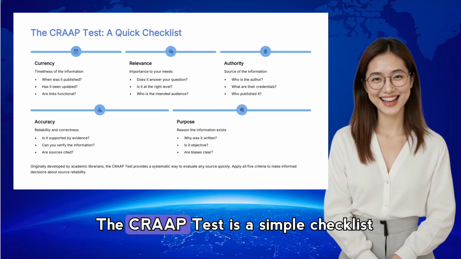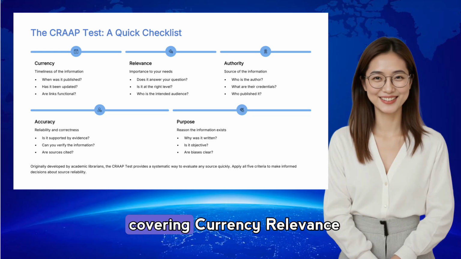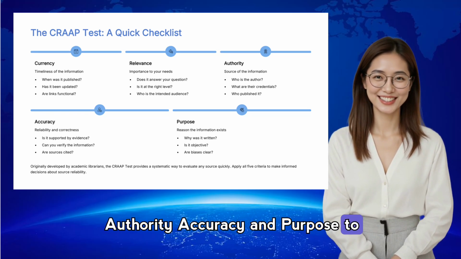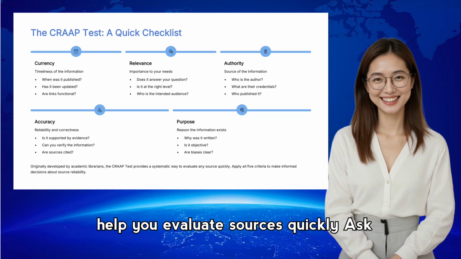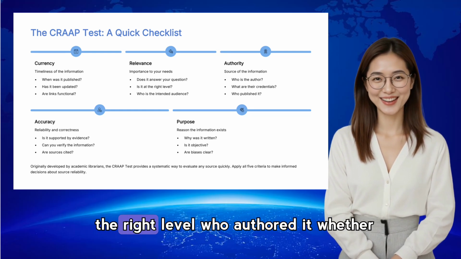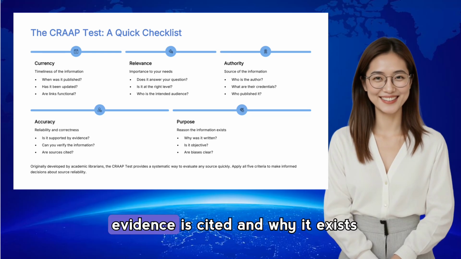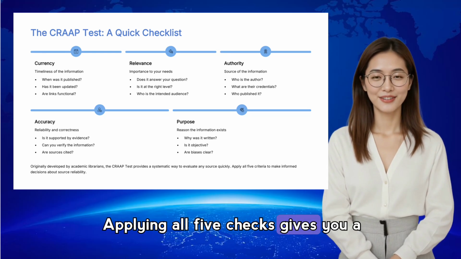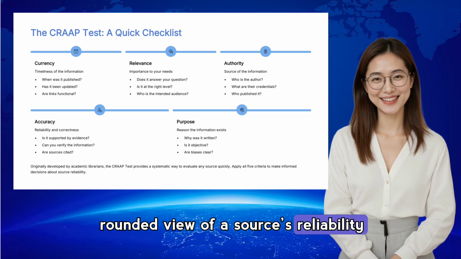The CRAAP test is a simple checklist covering currency, relevance, authority, accuracy, and purpose to help you evaluate sources quickly. Ask when it was published and updated, whether it answers your question at the right level, who authored it, whether evidence is cited, and why it exists. Applying all 5 checks gives you a rounded view of a source's reliability.